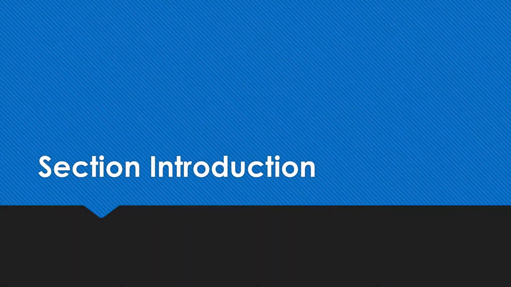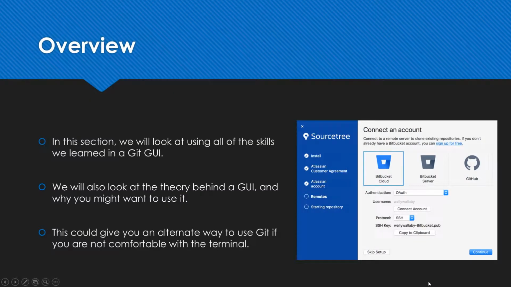Hi, welcome back. So now that we're done with the Git GitHub part and we're pretty much experts on it, it's time to move on to an alternate way to use Git and GitHub. So let's get started. Pretty much in this section, we're going to look at all of the skills we've learned, except we're going to do it through a Git GUI.